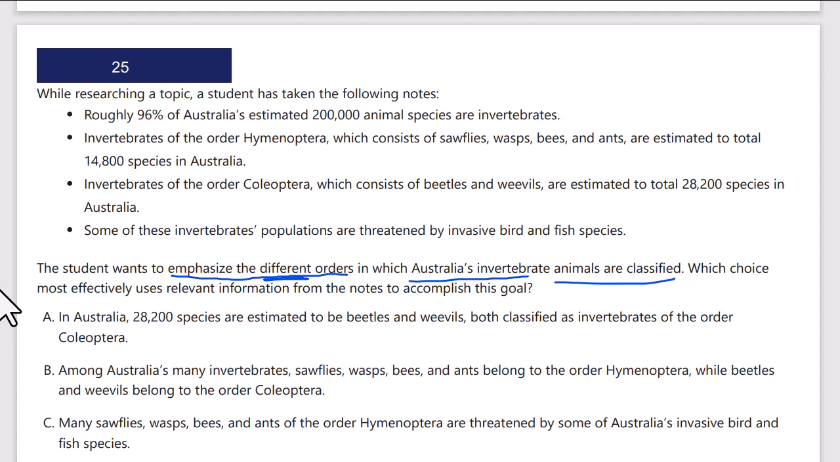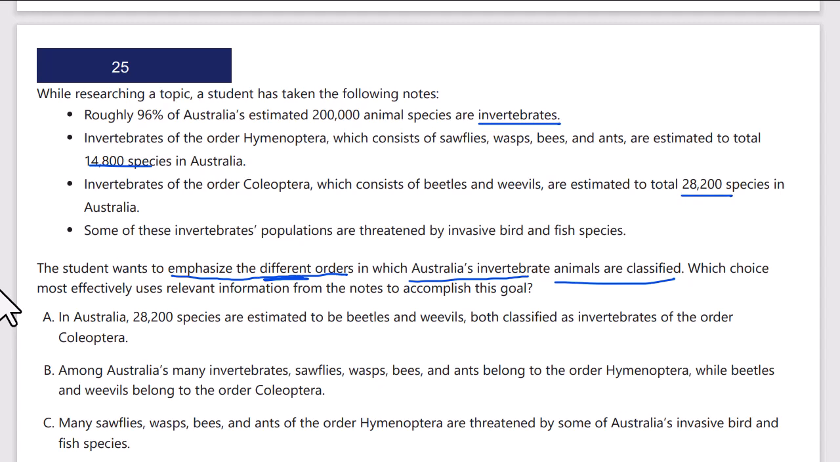Hymenoptera, which consists of sawflies, wasps, bees, ants, are estimated at 14,800. Invertebrates of the order Coleoptera, which consist of beetles and weevils, are estimated to total 28,000 in Australia. Okay, so we've got 200,000 invertebrates. We've classified 15,000, almost 30,000.